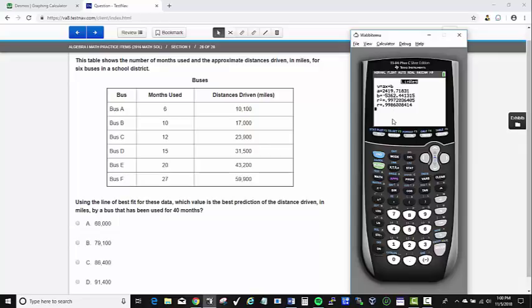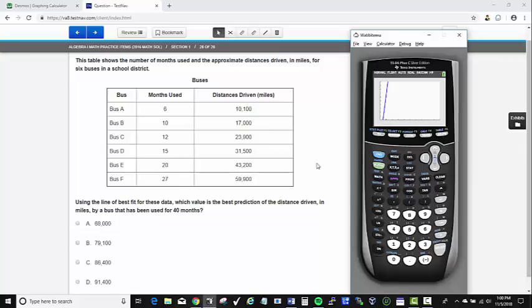So now I'm not going to write all of this down. All I need to do now, because I did the store reg EQ, all I need to do is hit y equals. It transfers that number over. And because I've already changed my window here to accommodate these numbers, when I go back here and I hit graph, it appears for me, right?